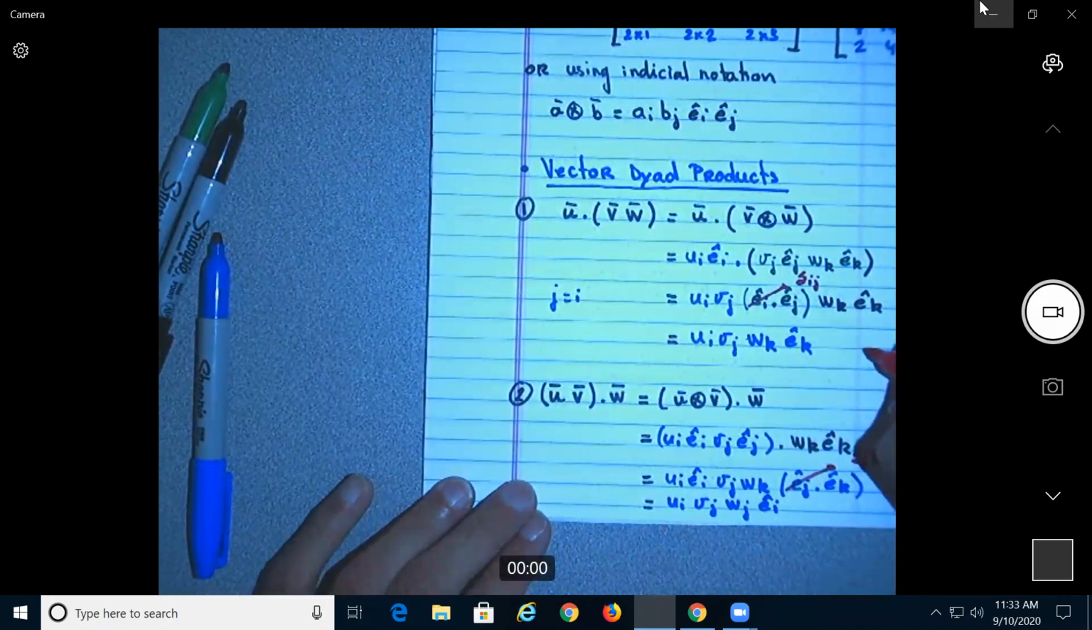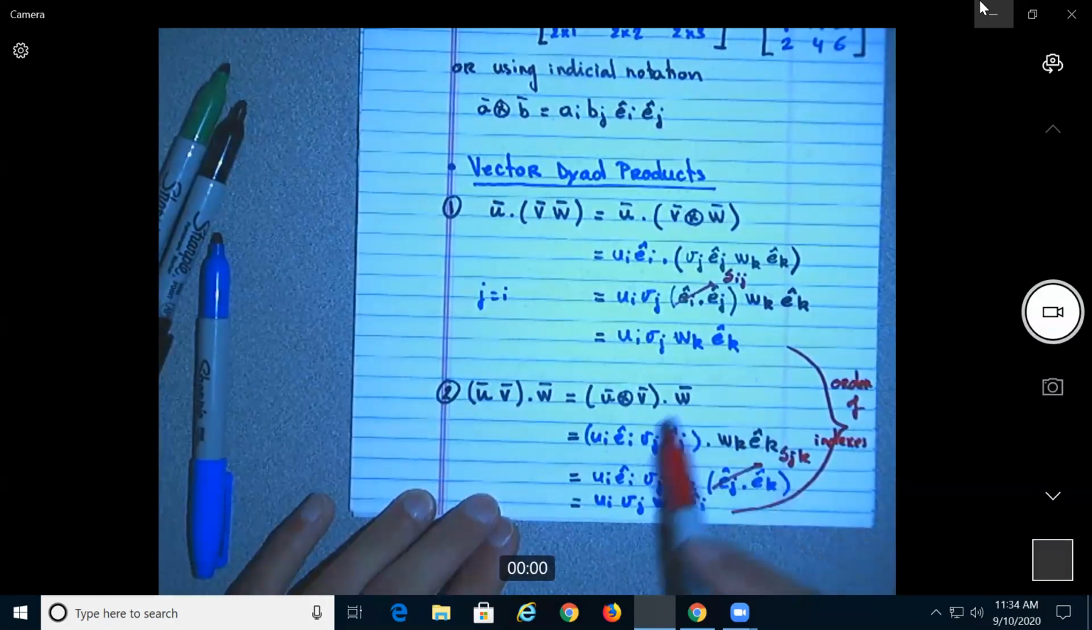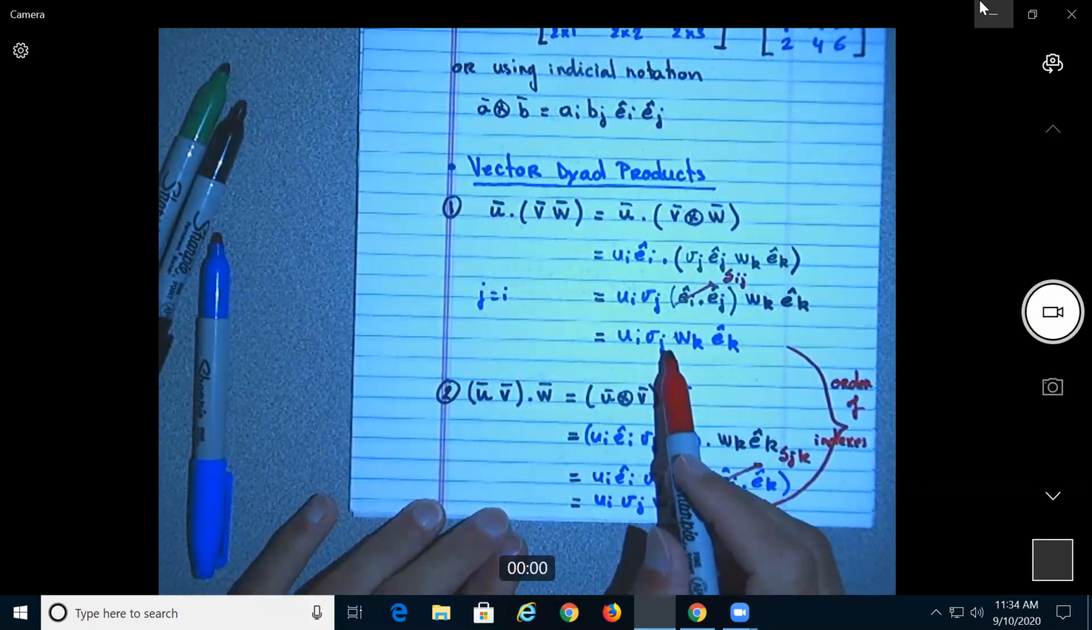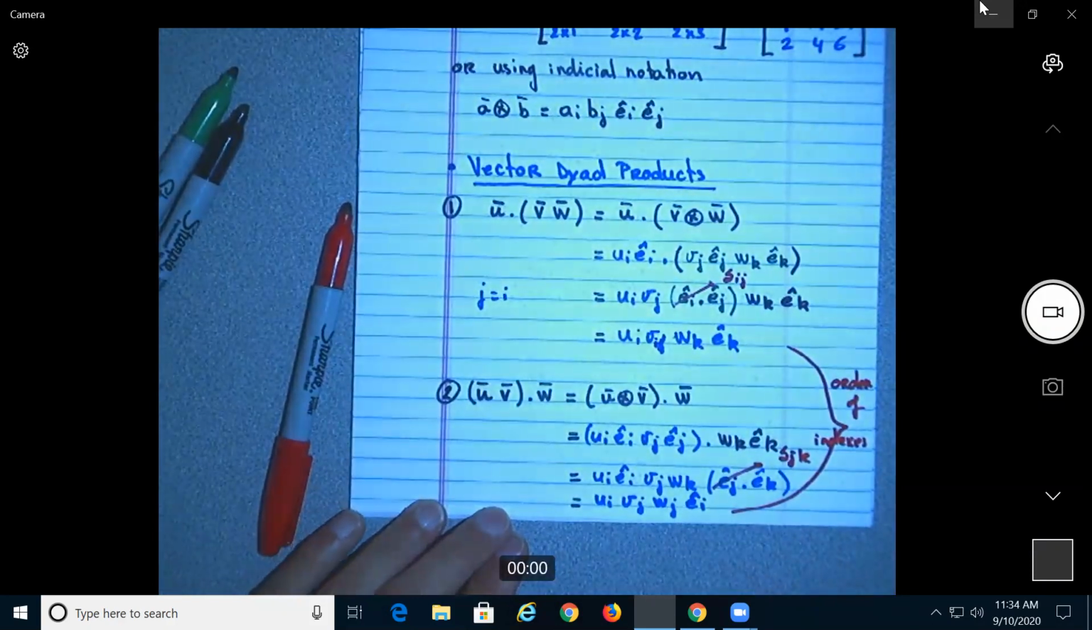Order of indexes. You see this is U sub i, V j, W, e k. This is U sub i, V of j, W of j. Wait, no, here I made a mistake. This is U sub i, V of i, no? This is V of i here. I forgot to put that one. So U sub i, V of i, W k, e of k. This one is U sub i, V j, W j, e of i, okay?